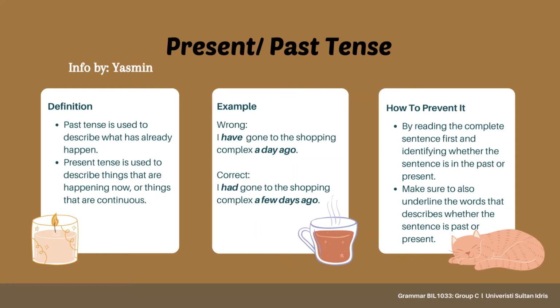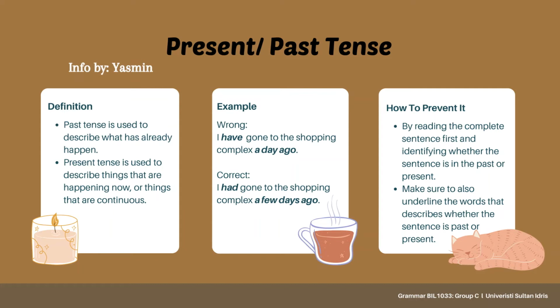The third common mistake that students normally make is present or past tenses. What is a past tense? It's used to describe what has already happened. Meanwhile, present tense is used to describe things that are happening now or things that are continuous. We have a wrong example here where it says, "I have gone to the shopping complex a day ago."